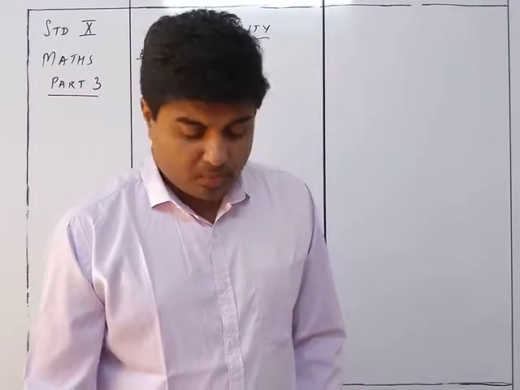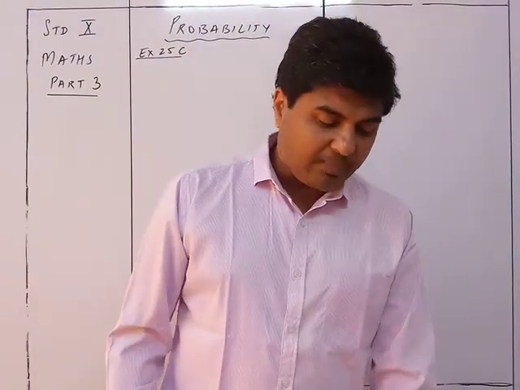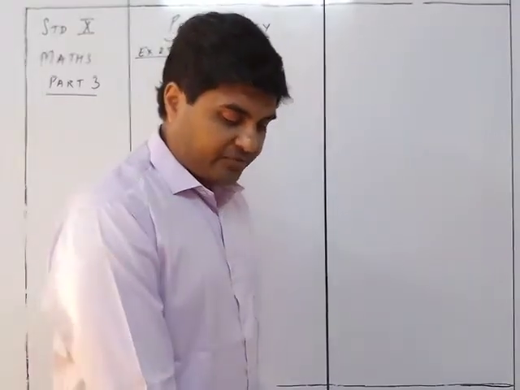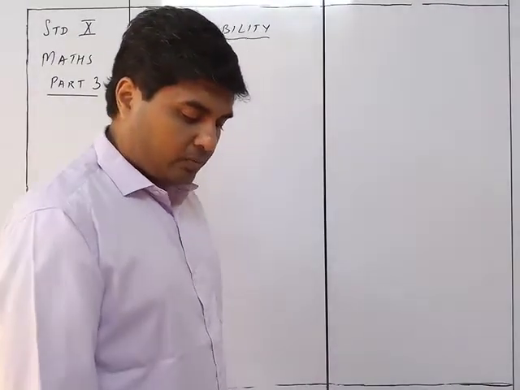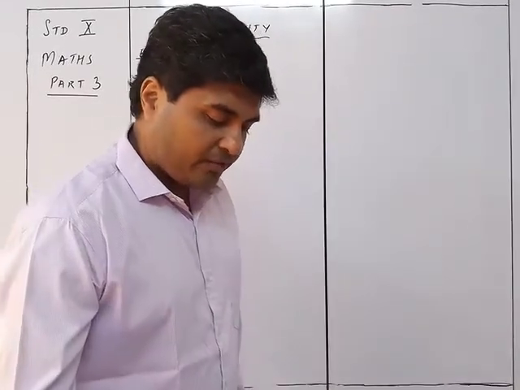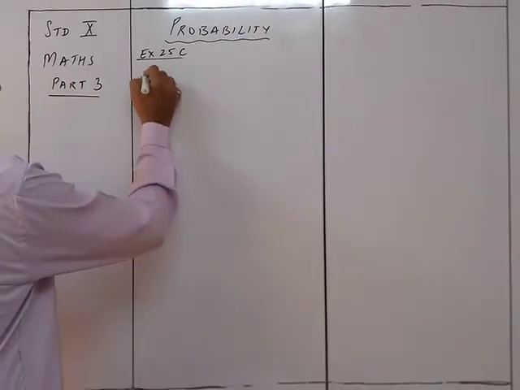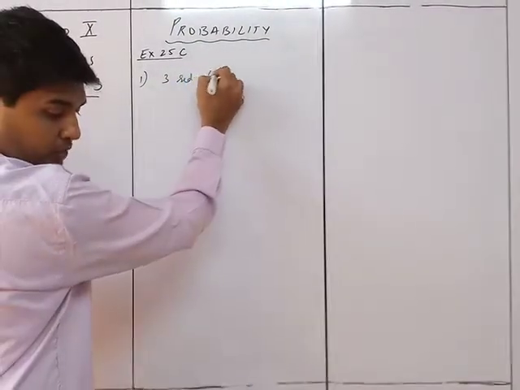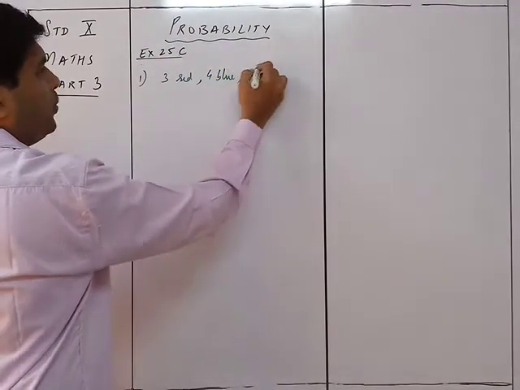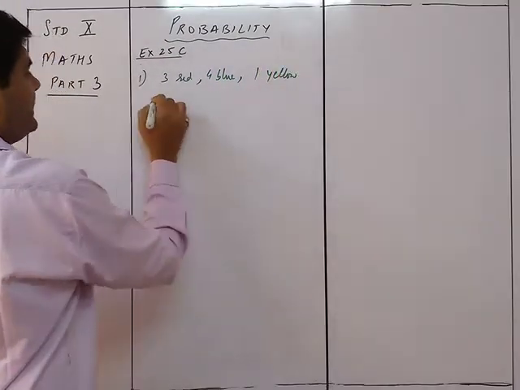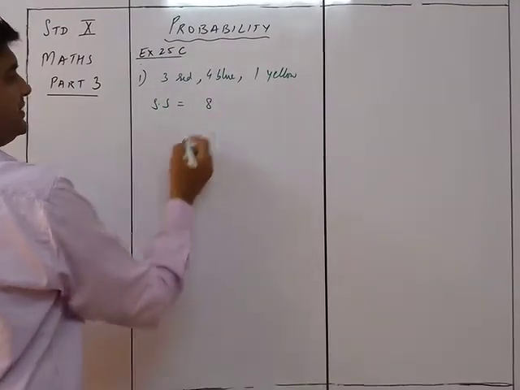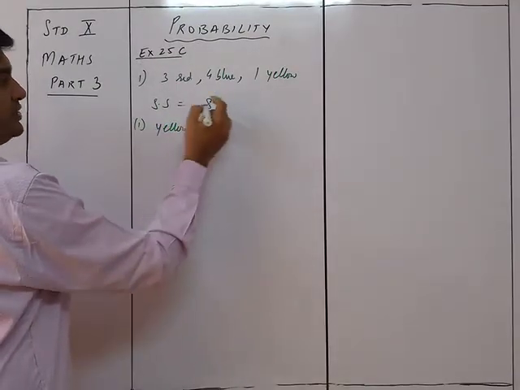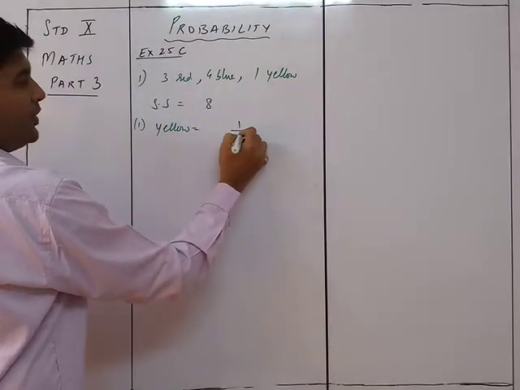So we start with sum number 1. A bag contains 3 red balls, 4 blue balls and 1 yellow ball, all balls being identical in shape and size. If a ball is taken out without looking at it, find the probability of getting a yellow ball. So first of all, we have 3 red balls, 4 blue balls and 1 yellow ball. The sample space will become the sum of this, which is 8. Now first case is getting a yellow. Of course, there is only 1 ball, so the probability will be 1 upon 8.